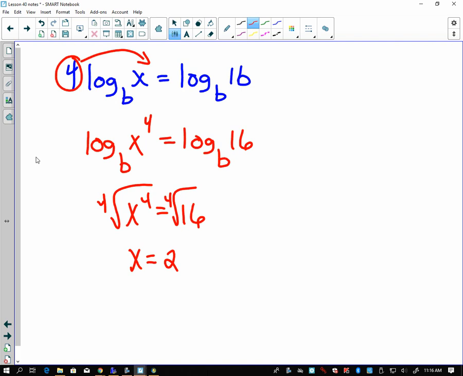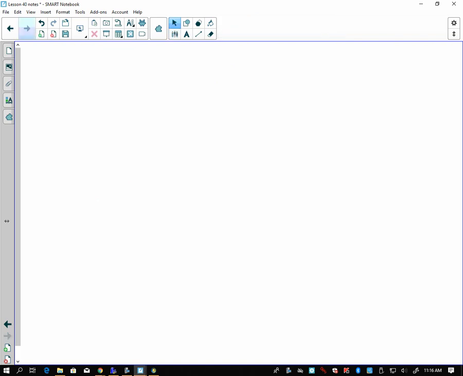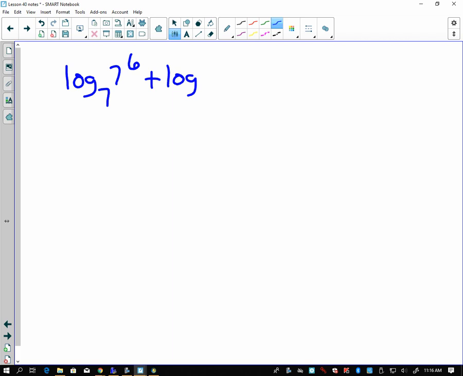All right. Let's move on with this a little bit. Let's see, what's next? Simplify. We've got log base 7 of 7 to the 6th, plus log base 3 of 3, minus log base 6 of 6. Okay, now let's look at a couple of different principles.